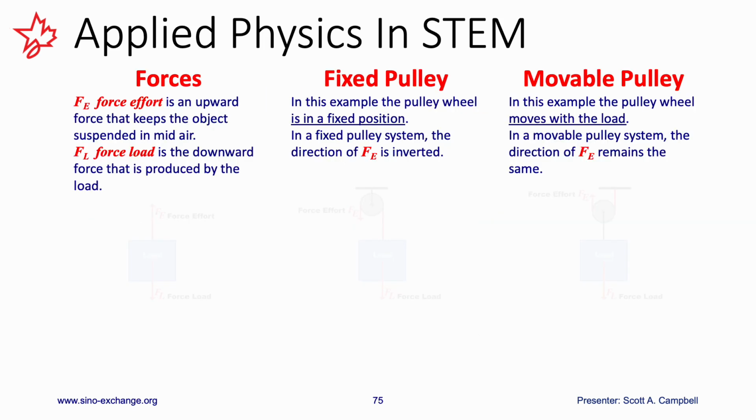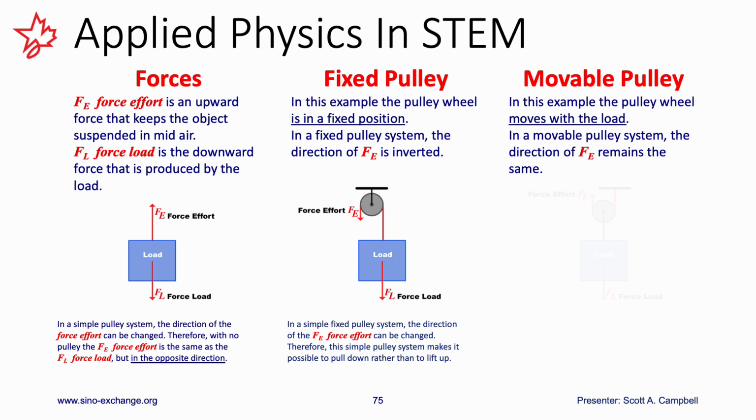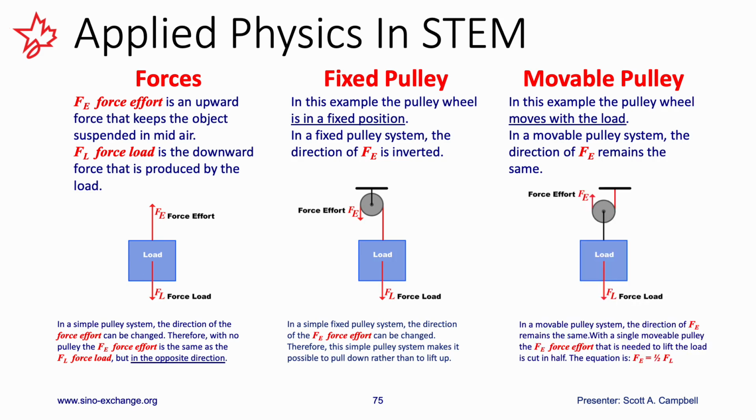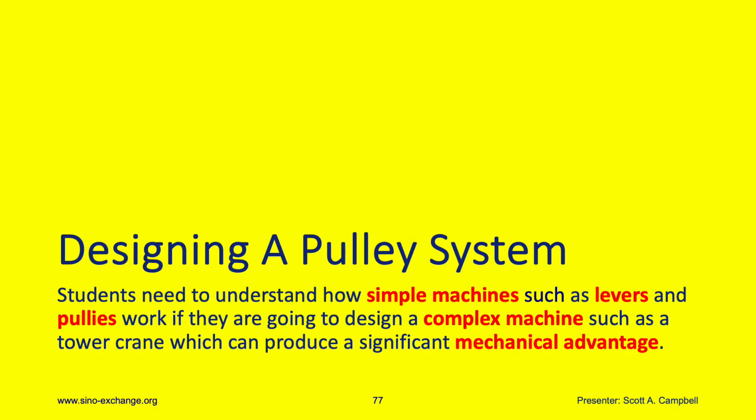Without a pulley system, an object will experience 2 different forces. These are the effort that is needed to lift an object and the force load, which is the force created as a result of gravity. However, with a single fixed pulley, we can change the direction of the force effort, which makes it possible to pull down on a rope to lift an object. And with a movable pulley, we can cut the amount of effort needed to lift an object in half. Therefore, with a simple pulley system, engineers can change the direction of the applied force, or they can create a mechanical advantage that would make lifting the load even easier.